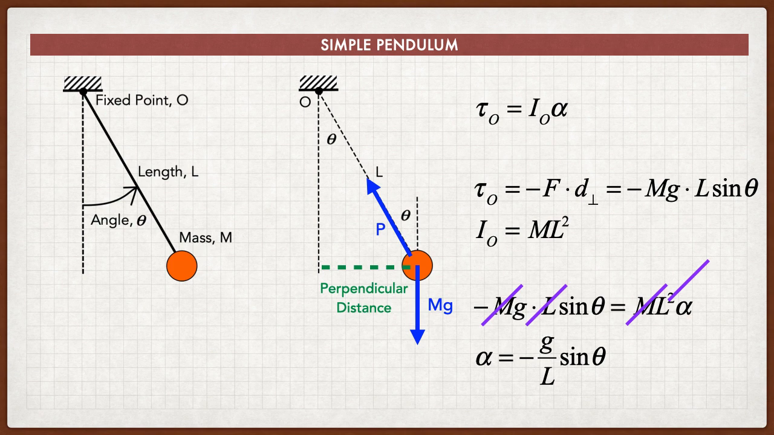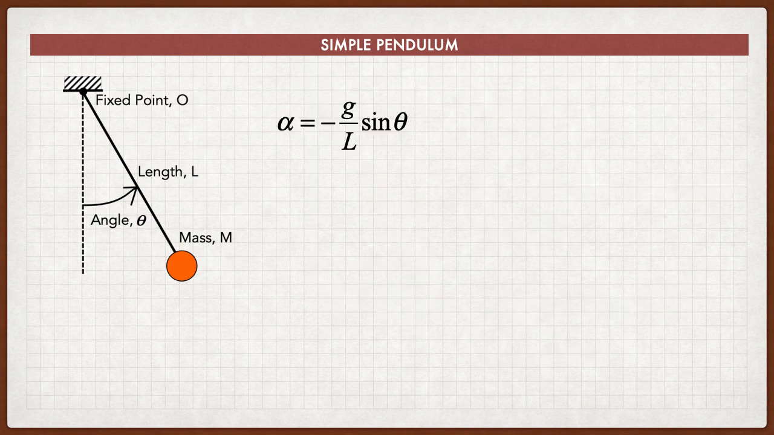I can hear the wheels turning. Those of you in calculus are thinking double derivative of angle. And yes, this is a differential equation, but not an easy one to solve. The problem is the sine function. Here's a fun fact. It's called the small angle approximation. For small angles, measured in radians, the sine of the angle is approximately equal to the angle.